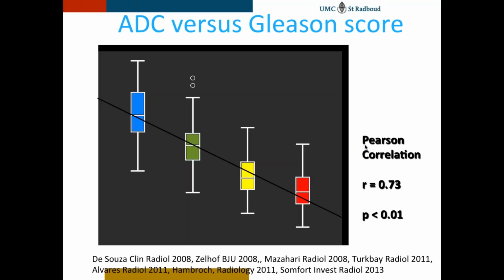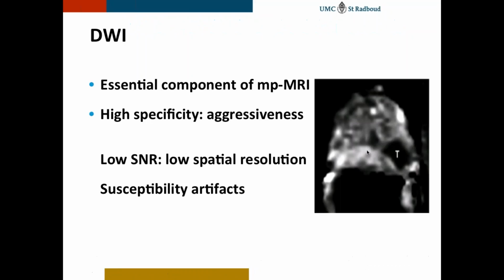So you have to be aware of that. Several authors have shown that there is a negative correlation between the ADC value and tumor aggressiveness. If you go back to the ADC map here and measure the value over here, the lower the ADC value, the more likely you're dealing with a more aggressive tumor.